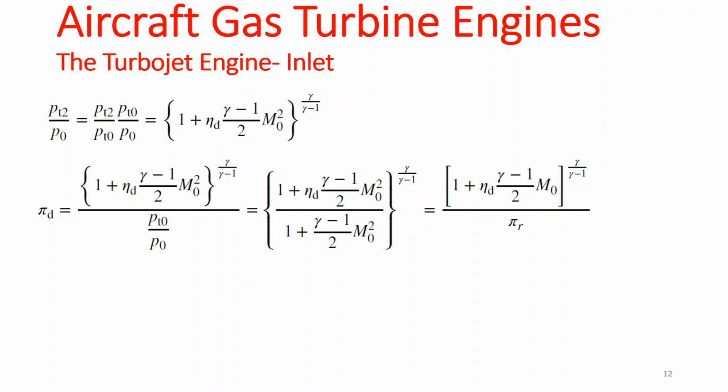We already have this relationship, right? We also can replace it with pi r, which is the ratio between the total pressure and the static pressure. This can be a design parameter, but we don't really care about this equation that much. The equations that you need to concern yourself with are the first two. Are there any questions?